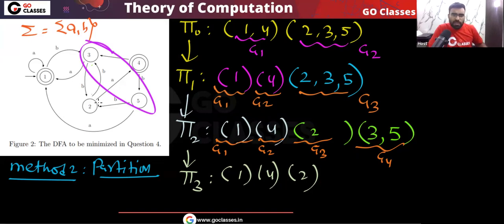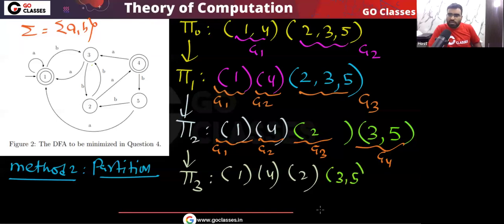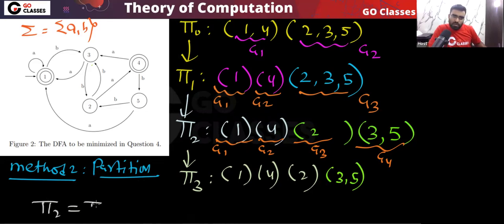Okay. 3, 5 on B. 3, 5 on B, they are going to group 3. Yes or no? So they will be together. Yes, very good. So they will be together. Now you can see that pi 2, pi 3 are same. So stop.